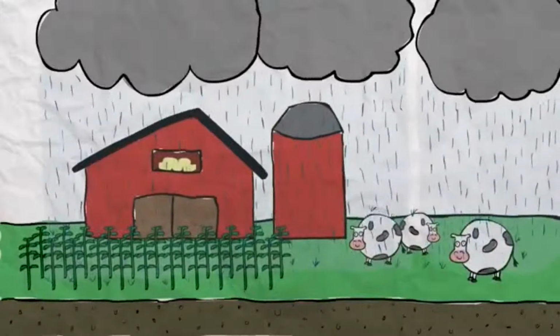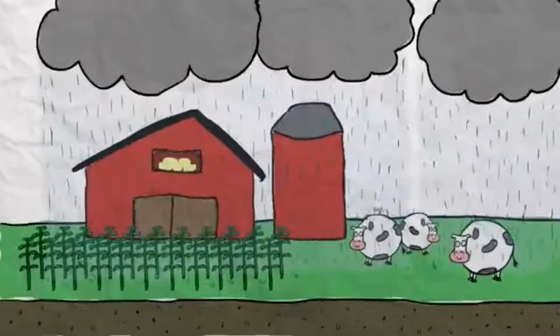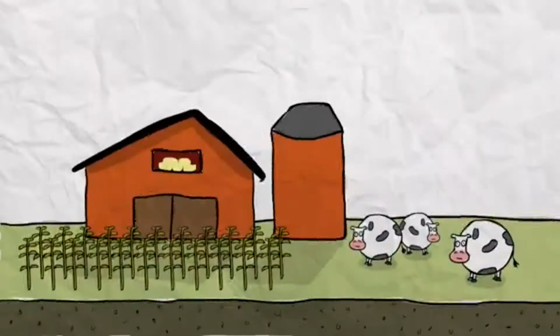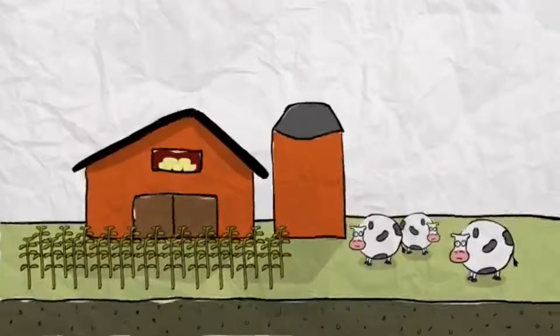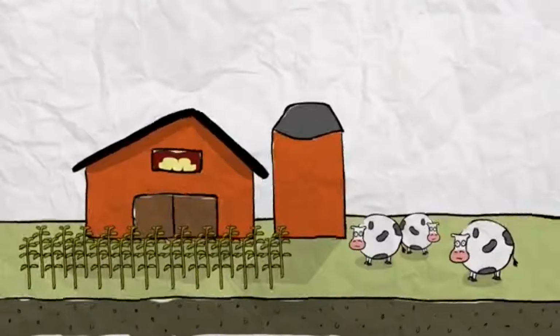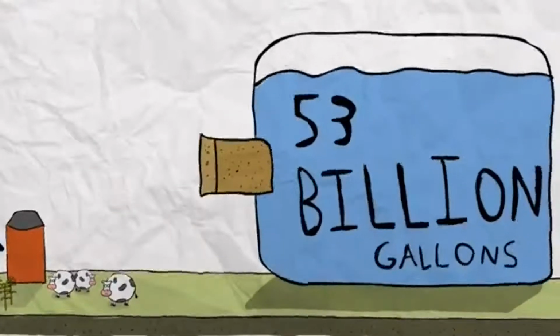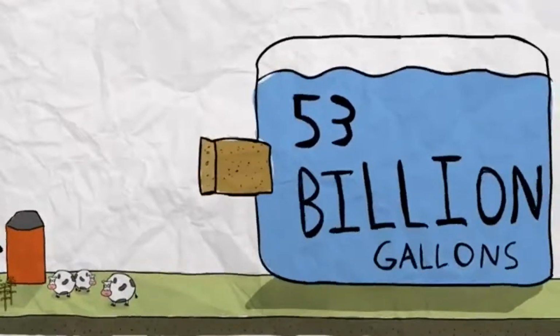Farms can get lots of the water they need from rain, but rain isn't always enough. And in dry years, farmers depend even more on the water that's stored in the ground. In fact, American farms use about 53 billion gallons of groundwater every day. That's enough to fill over 1 million bathtubs or 80,000 Olympic-sized swimming pools. So, if we're using that much every day, can it run out?